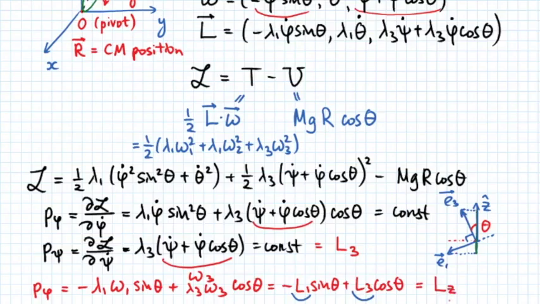component. Thus we identify these two momenta, which are constant, with the space component Lz, the vertical component of the angular momentum, which will be conserved, and with the body component L3 of the angular momentum, which is also conserved.